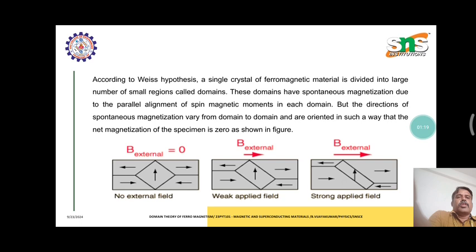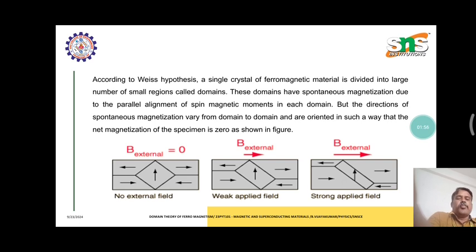So the domains are separated in small regions, that means small boundaries. Each domain is a form of one pole. The spin magnetic moments in each domain change their directions in the magnetic flux. Without a field, the external field is zero, so the moments act in random directions.